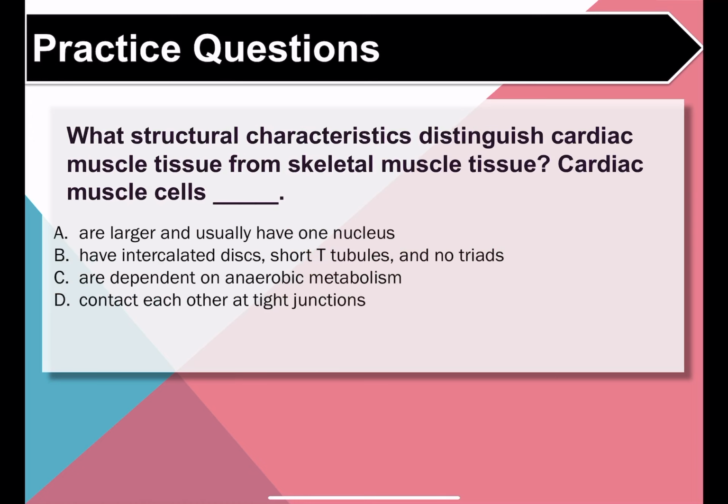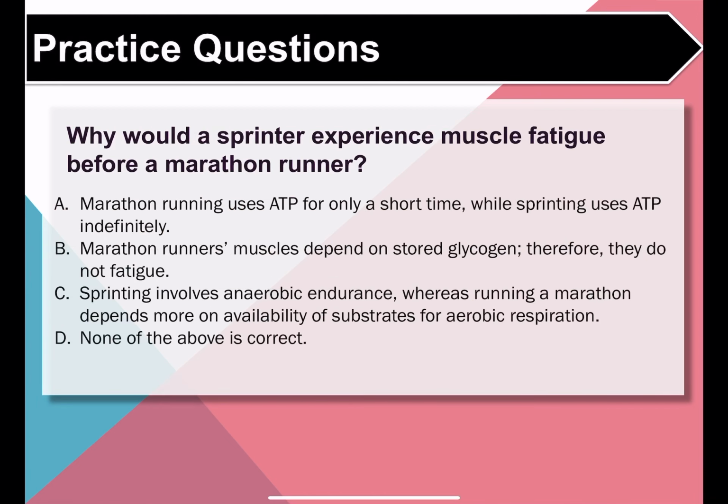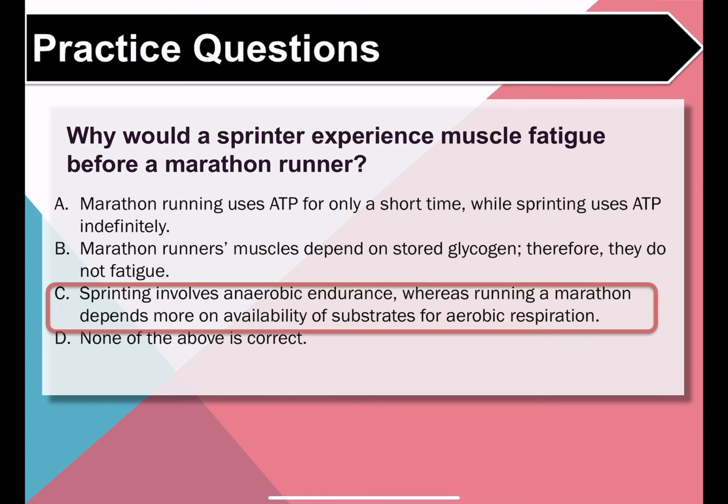What structural characteristics distinguish cardiac muscle tissue from skeletal muscle tissue? Cardiac muscle cells have intercalated discs, they have short T tubules, and no triads. Why would a sprinter experience muscle fatigue before a marathon runner? Because sprinting involves anaerobic metabolism, which makes lactic acid, whereas running a marathon depends more on availability of substrate for aerobic respiration. Do you have enough carbohydrate for the running?